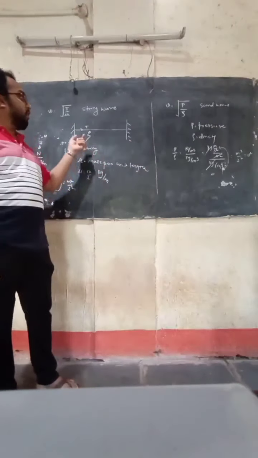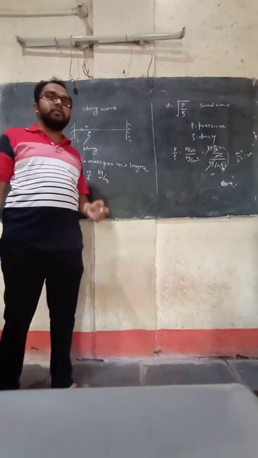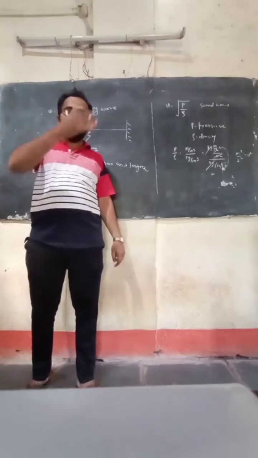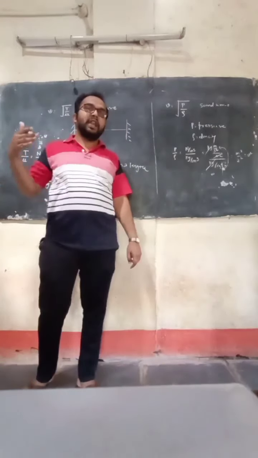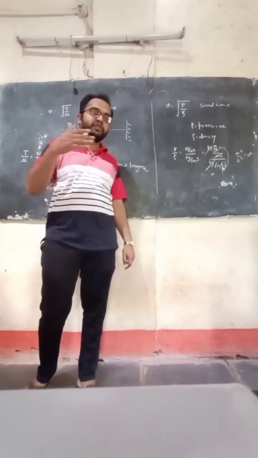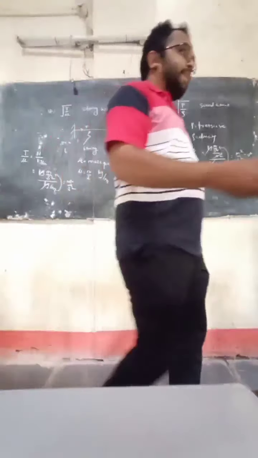Now why is string wave taken as light wave? Because light wave and string wave both are transverse. Transverse means direction of vibration is perpendicular to direction of propagation. Now here is the direction of propagation, light wave goes this way and string goes this way, then it will vibrate in the perpendicular directions. Okay.